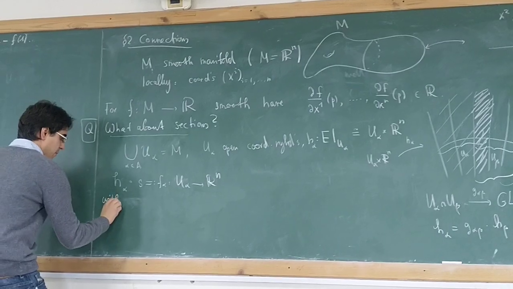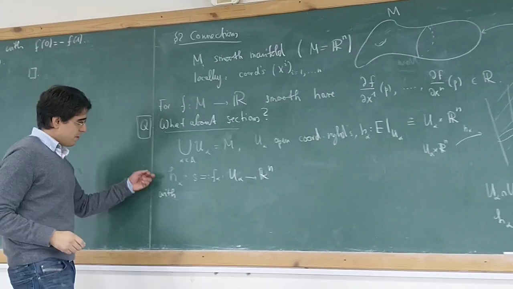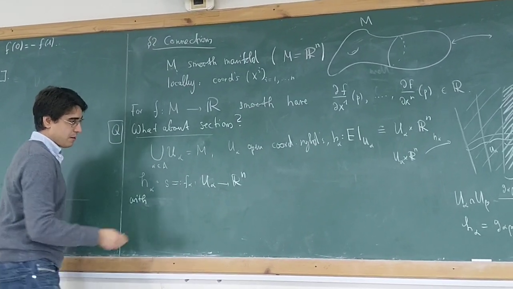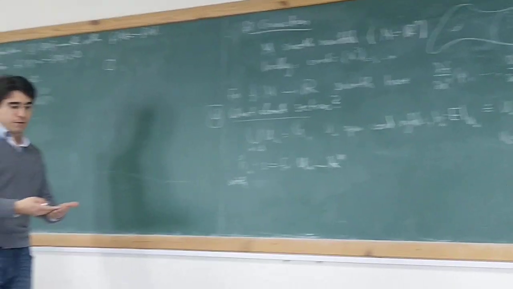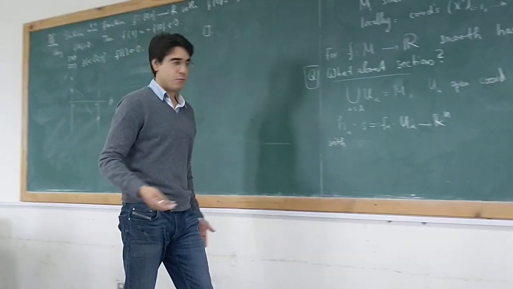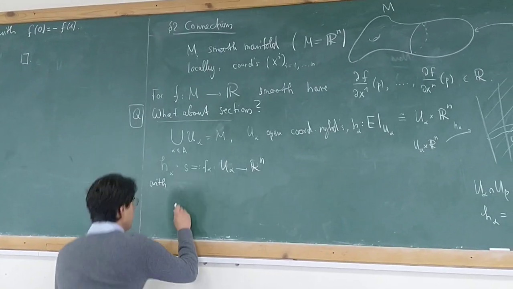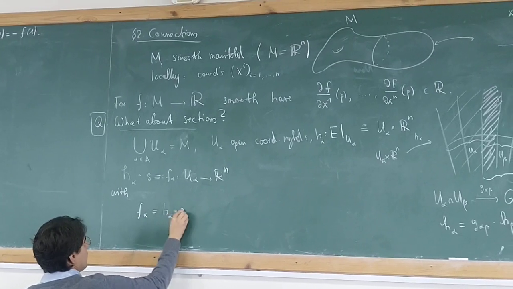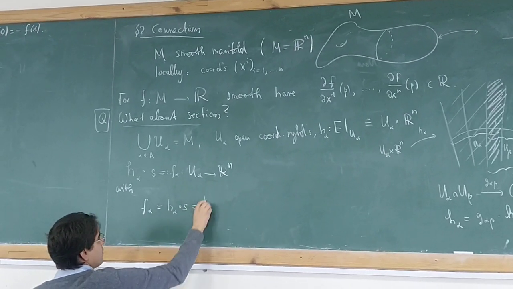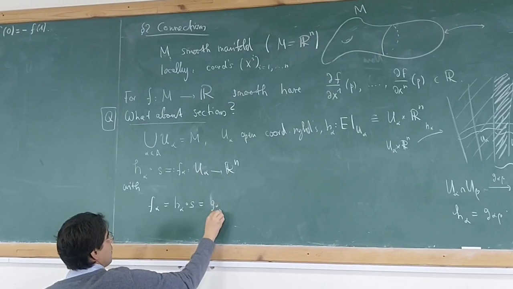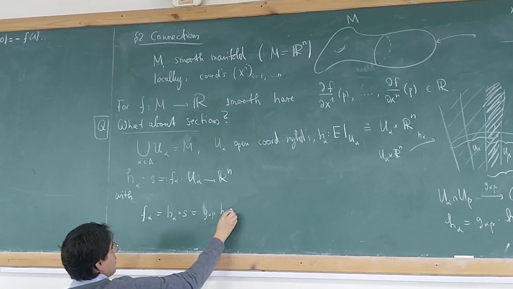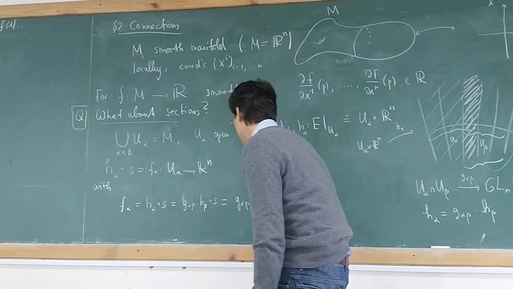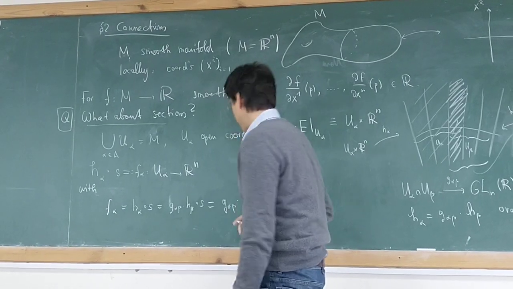So if we use the trivialization H alpha, we get the function F alpha. If we use H beta, we get a different function, F beta. And there's some overlap where there are two conflicting definitions. We have F alpha and we have F beta. And the relationship is quite simple. F alpha equals G alpha beta times H beta composed with S. So this is simply G alpha beta times F beta.